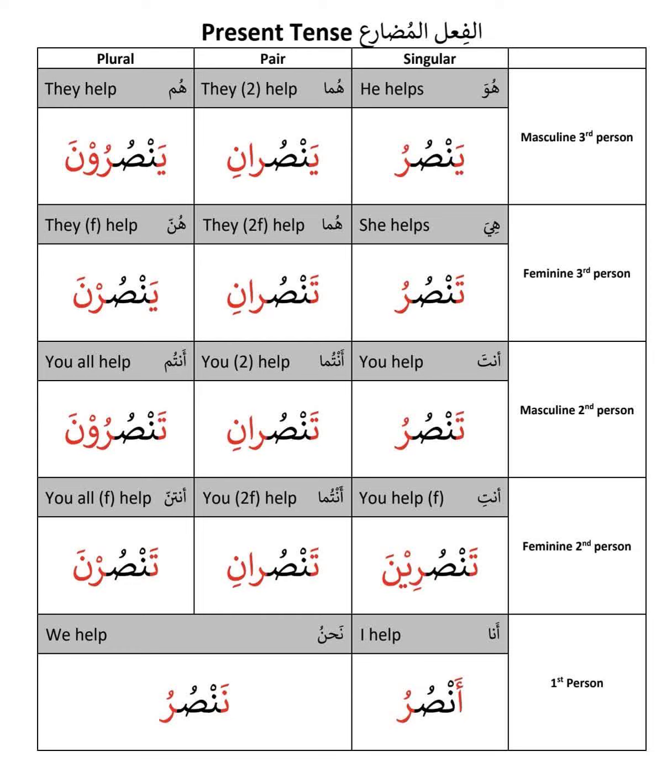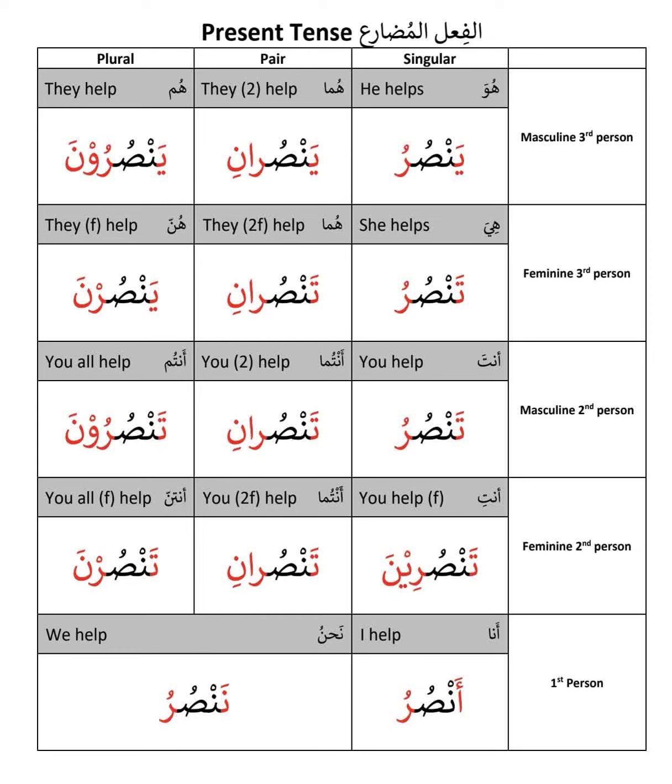So we will try to memorize this with the pronoun: huwa yansuru, huma yansurani, hum yansuruna, hiya tansuru, huma tansurani, hunna yansurna. Okay, so say it like 5-10 times, and you will memorize this. What is important is the meaning of it.